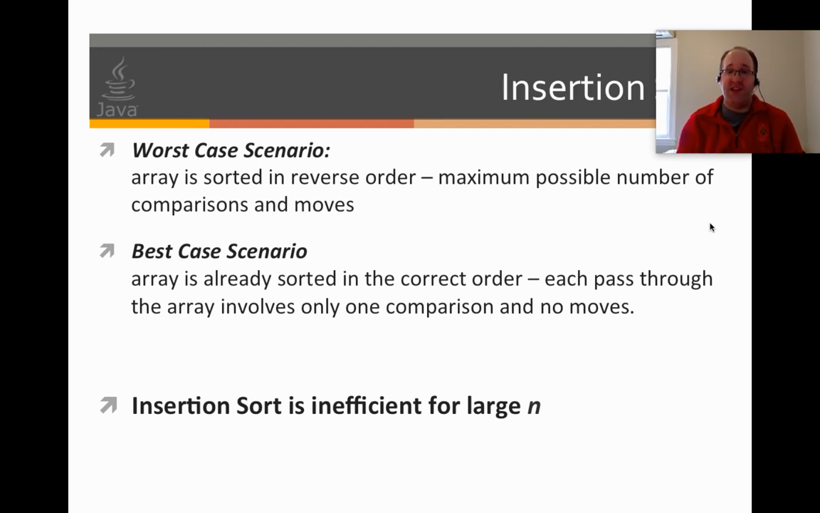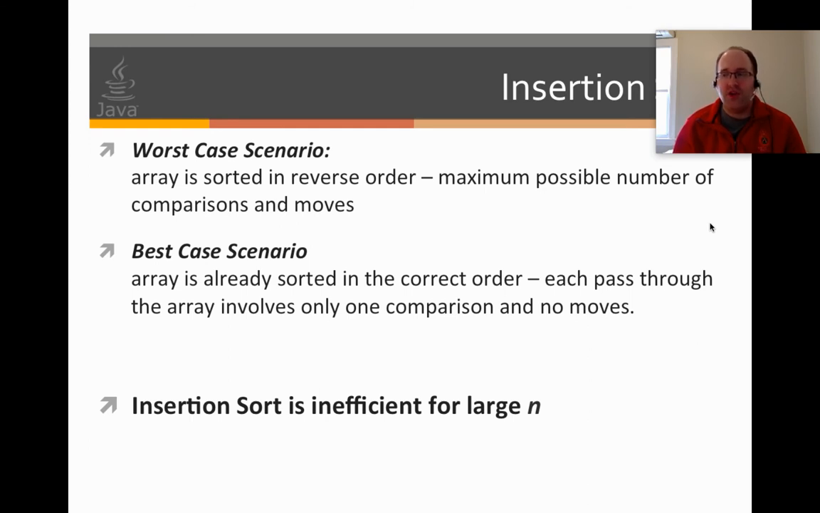The best case scenario is that the array already comes in the proper order, right? Each pass through the array only really is one comparison, and there are no moves to be made. So the best case scenario is that the array is already sorted, and then at that point, it wouldn't take very long to figure that out.